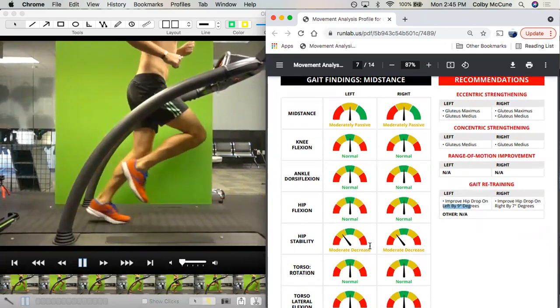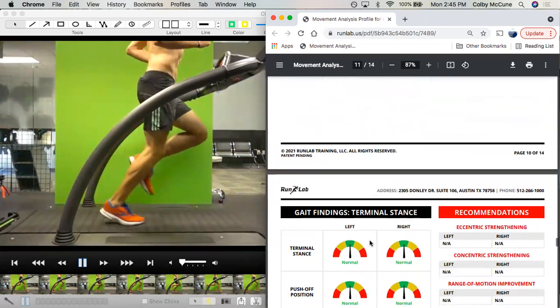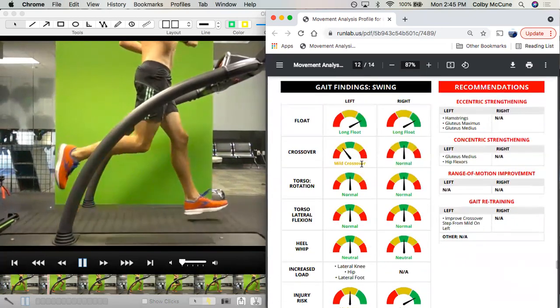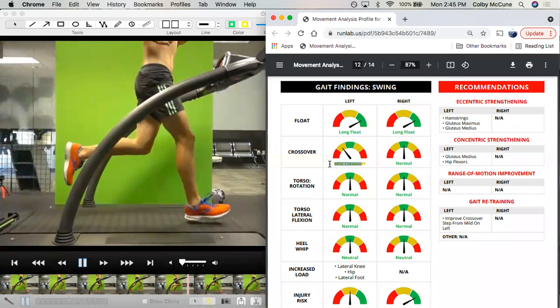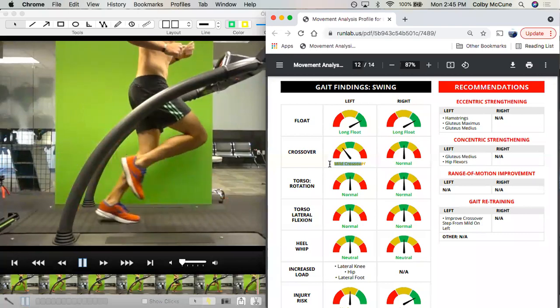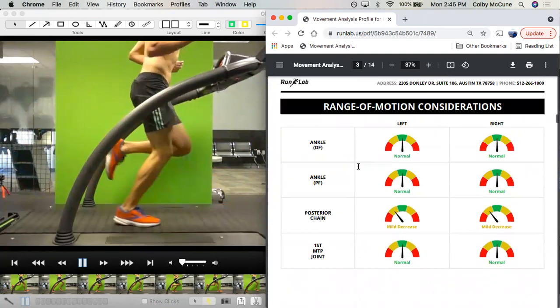And then finally, the last thing on the left side, some of that lateral, landing a little bit more on your lateral foot. Your left foot actually fades across your body slightly more than your right. So your stance width on your right leg is wider than your left. So you have a mild crossover, right? So let's talk about those things.